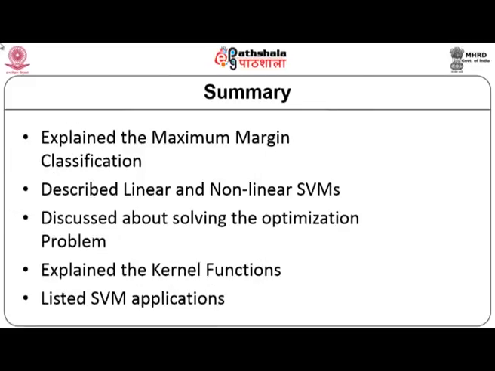So, what we have done here is we have explained the maximum margin classification, we have described linear and nonlinear SVMs, we have discussed the optimization problem, we have touched upon what kernel functions are, though we did not take an example and explain how a kernel function is selected. Again, it is a try and do, and we have just listed some SVM applications.